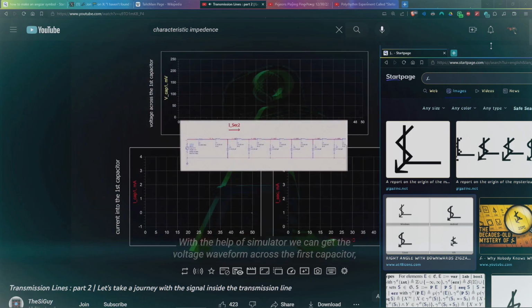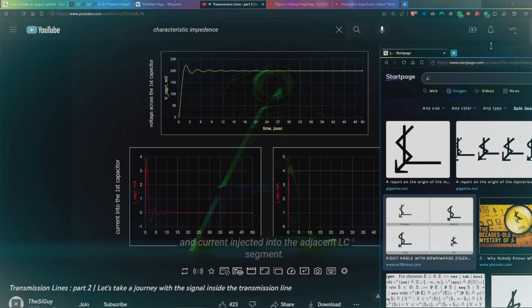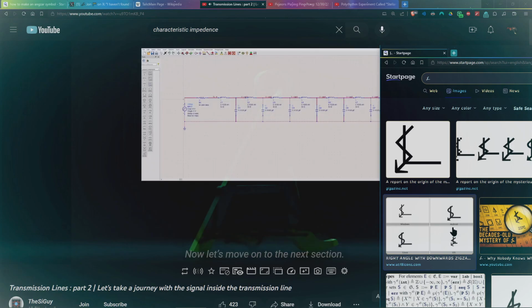With the help of the simulator, we can get the voltage waveform across the first capacitor and the current injected into the adjacent LC segment. It is very similar to the approximation we made. These graphs represent the voltage and current at that location on the line. Now let's move on to the next section.